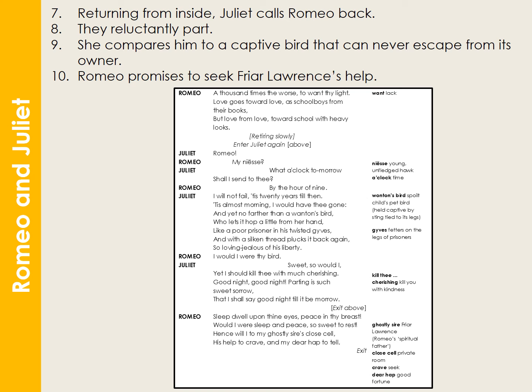And he says, I were that bird. So he wants to be her little pet. And Juliet responds with, sweet, so would I, yet I should kill thee with much cherishing. A little bit of foreshadowing there. Good night, good night. Parting is such sweet sorrow that I shall say good night till it be morrow. So, and then she leaves.